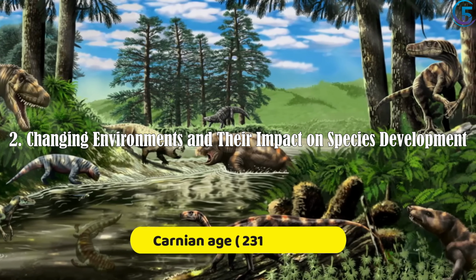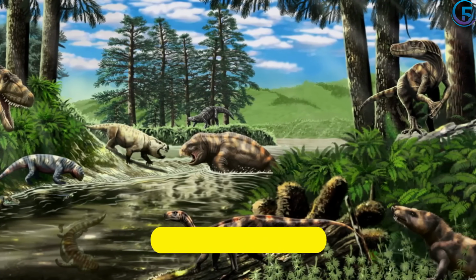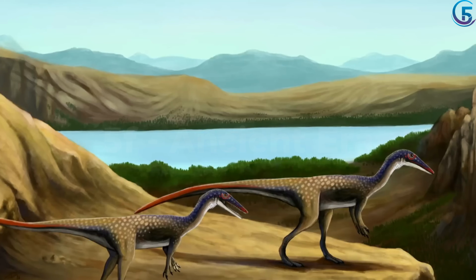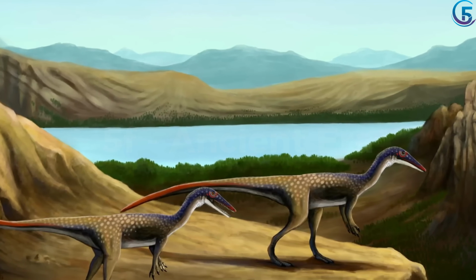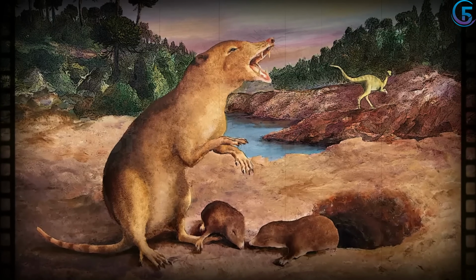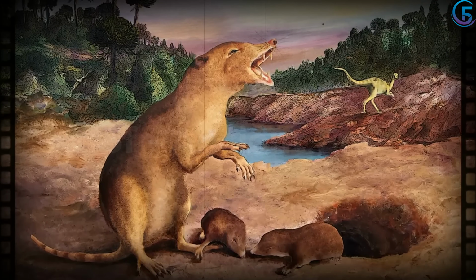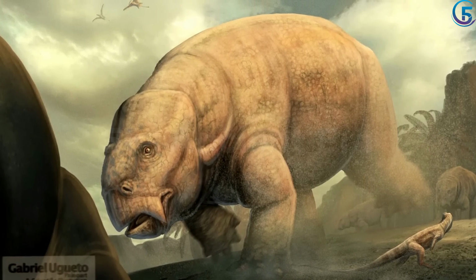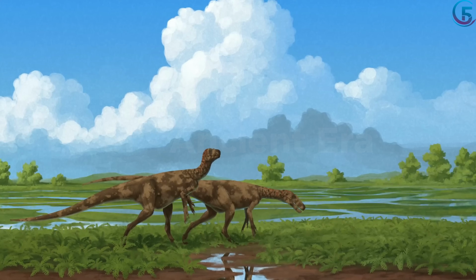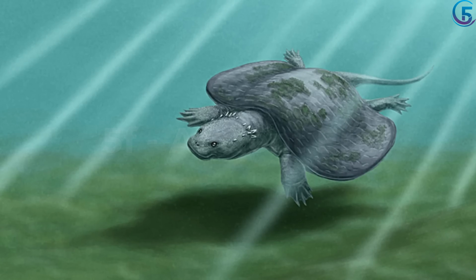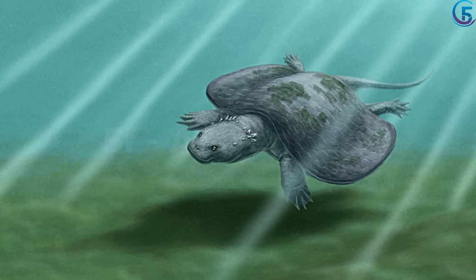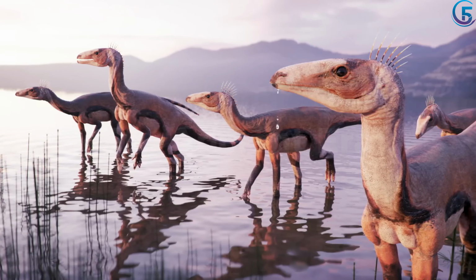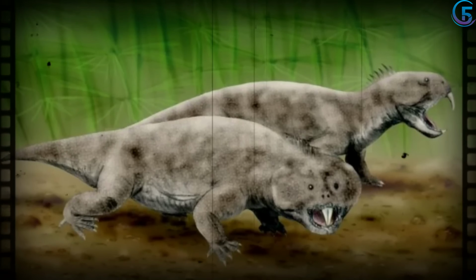2. Changing environments and their impact on species development. Climatic changes and plant evolution. The Triassic period was a time of significant climatic and environmental shifts, which played a critical role in shaping the evolution of life on Earth. The supercontinent Pangaea, stretching across much of the globe, created vast interior deserts characterized by arid conditions and extreme temperature fluctuations. These dry environments were periodically interrupted by monsoonal rains in coastal and equatorial regions, creating alternating periods of wet and dry climates. These shifts fostered the development of diverse ecosystems, from arid deserts to lush floodplains.